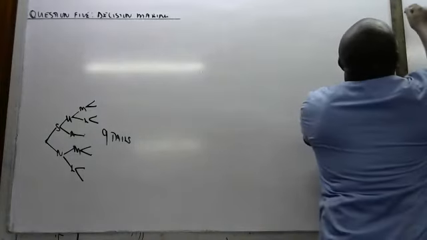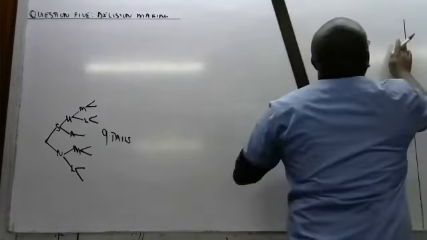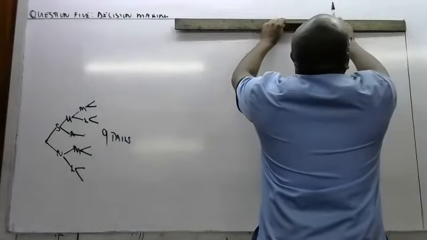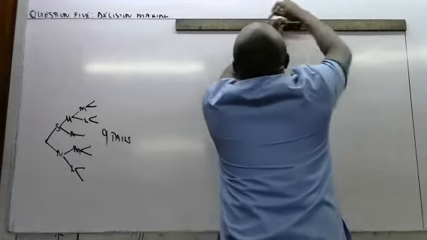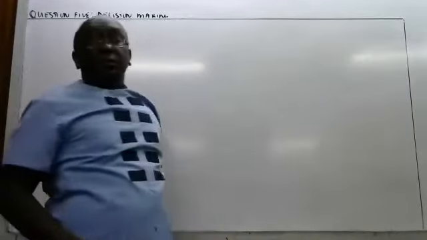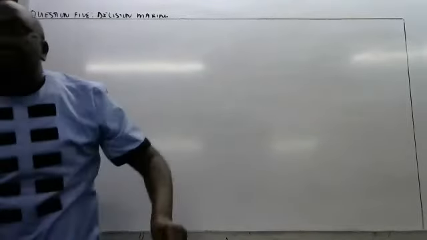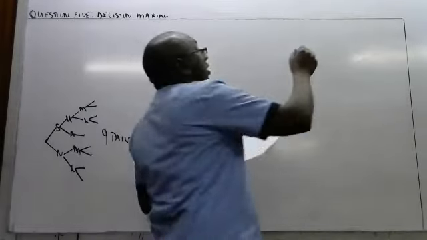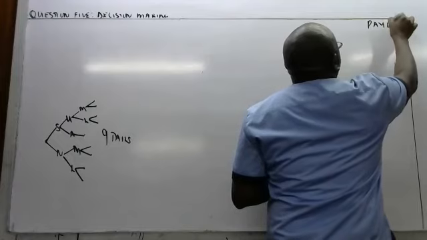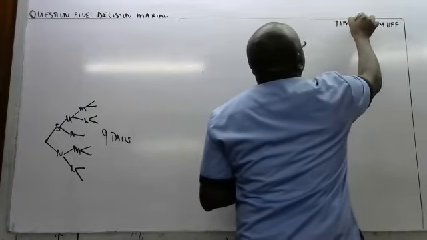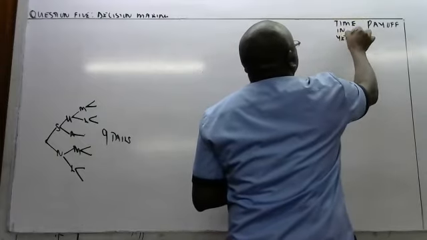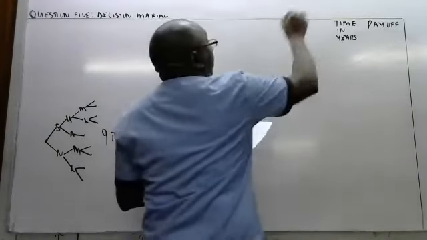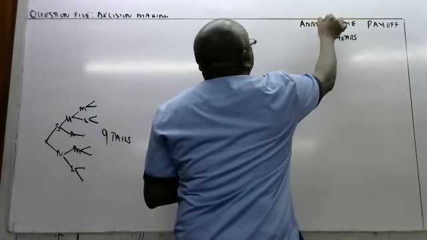Go to the end of your page. And then, first of all, we bring the formula for the payoffs. The payoff here, we have time in years. And then we are given annual profit.